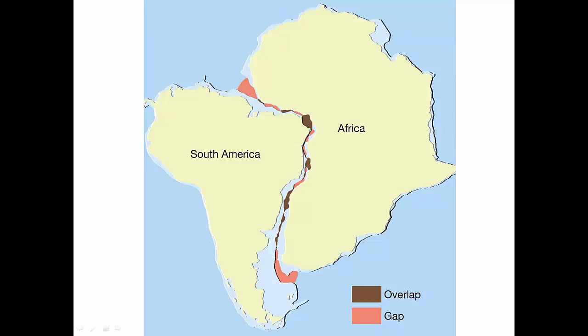Now, the match isn't perfect. In this diagram, the brown shows areas of overlap, and the rose color shows gaps that occur when the continents are pushed back together. If South America and Africa were once together, why isn't the fit of the shapes better? Well, over time erosion happens in some places, while sediments are deposited in others.